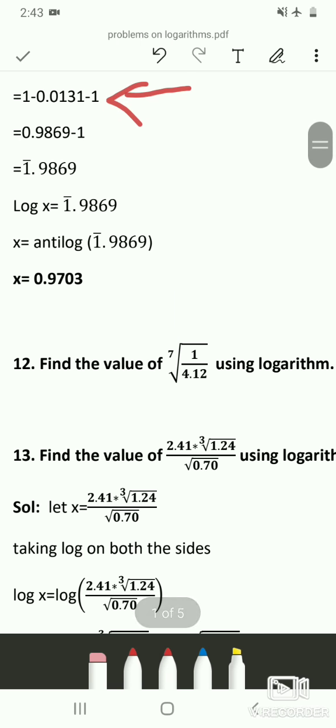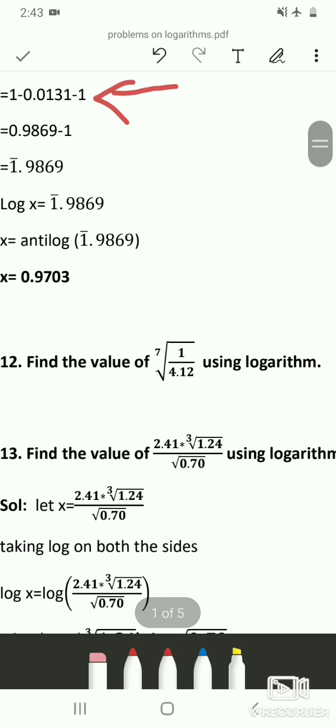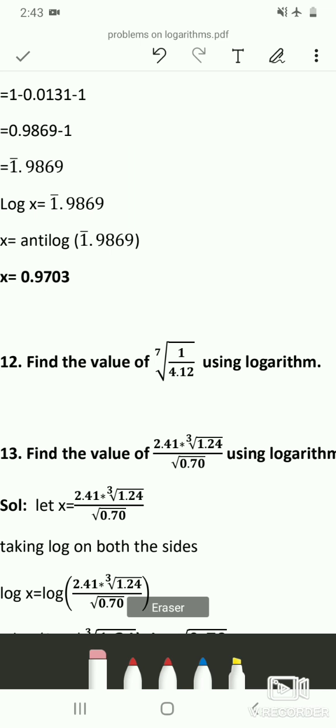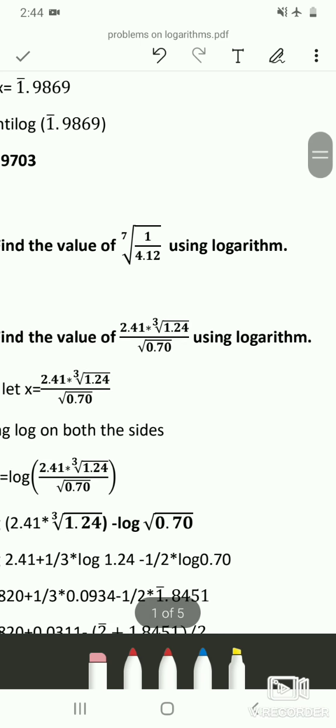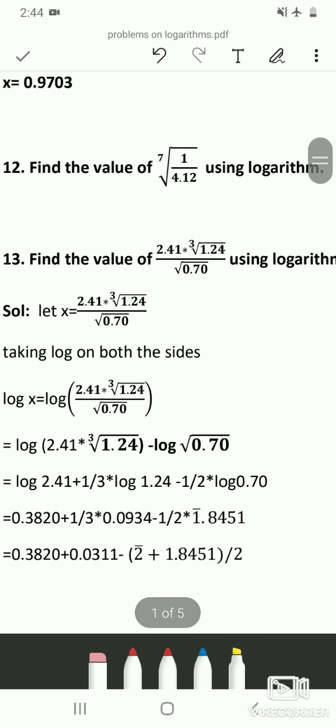So the next problem is a similar type which I want you guys to solve. Let us find the value of the 7th root of 1 upon 4.12 using logarithm. So the next problem is: find the value of 2.41 into cube root of 1.24, whole divided by square root of 0.70 using logarithm.